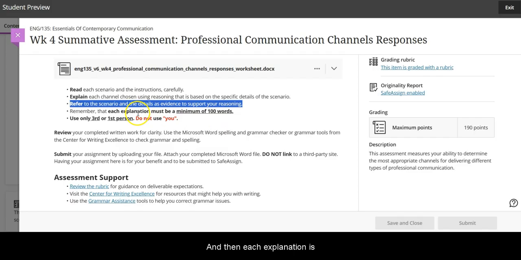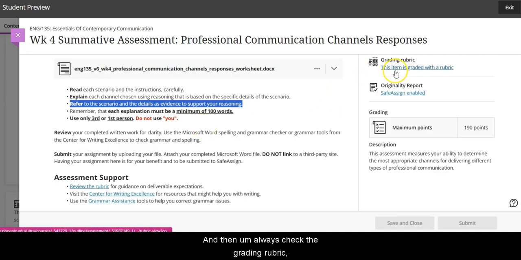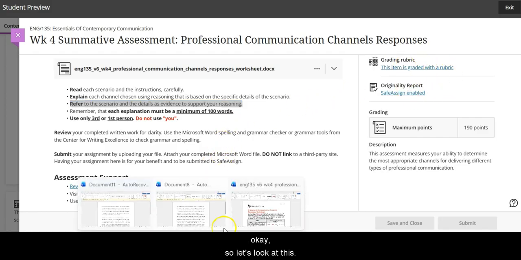And then each explanation is a minimum of 100 words, and you should be using either third or first person, which I'll show you in just a minute. And then always check the grading rubric, especially before you submit it, to make sure you have reflected each of the criteria correctly in your assignment. Okay, so let's look at this.